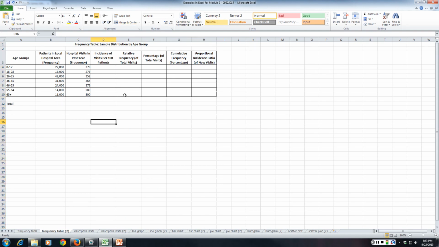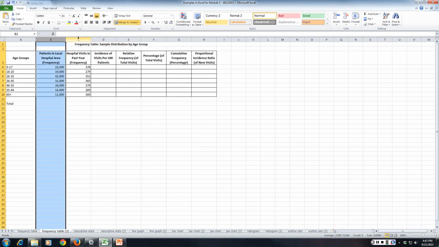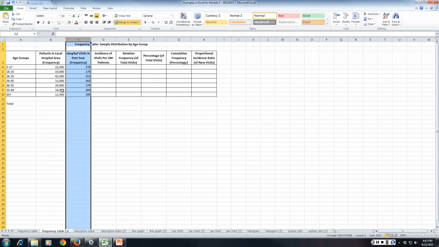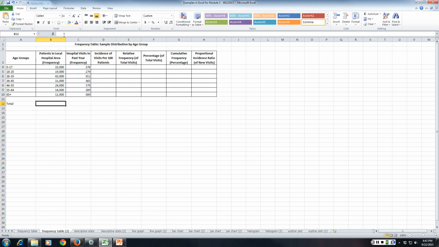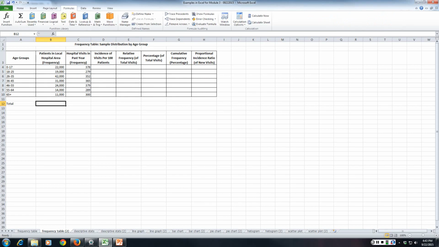So the first thing you should do in order to calculate these things when you get a table like this is you want to sum up the frequencies that are listed here across these age groups. So in order to sum something, you simply go to the formulas section up at the top, go to auto sum, go to sum, and it's going to create this box, and you want to sum from, just click here in B4 through B10. You hit enter, and that'll give you the sum.